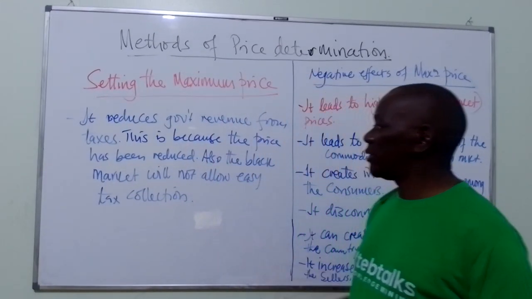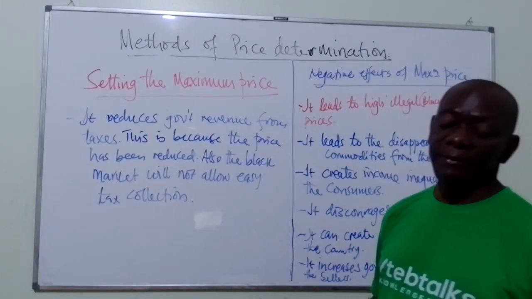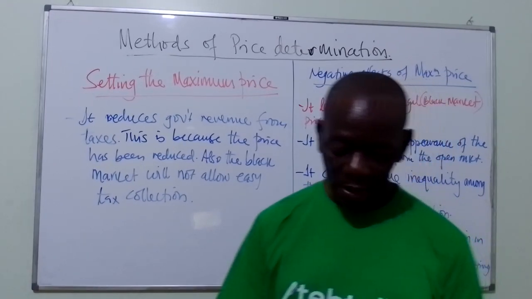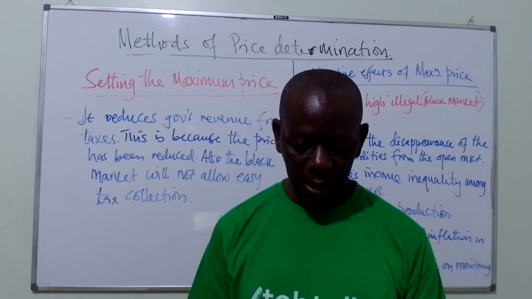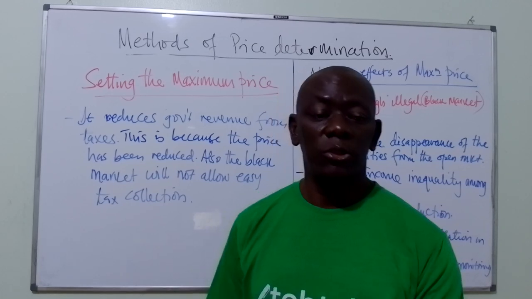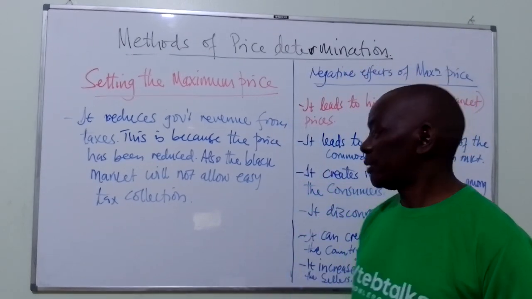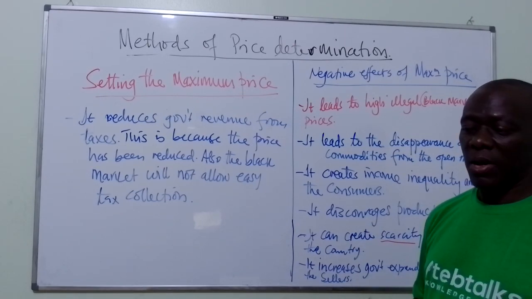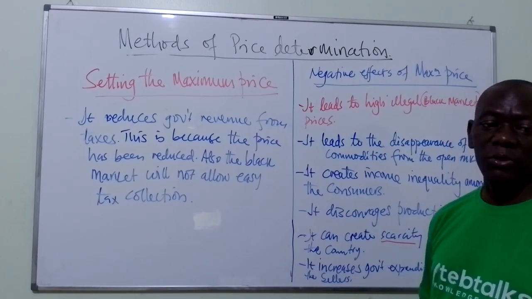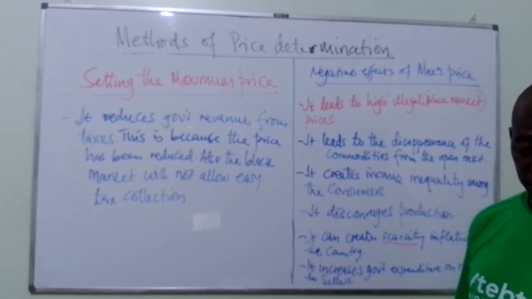So the tax revenue is going to be greatly affected, and those are some of the disadvantages that we are to consider. We have looked at the maximum price. So our next consideration is going to be minimum price.